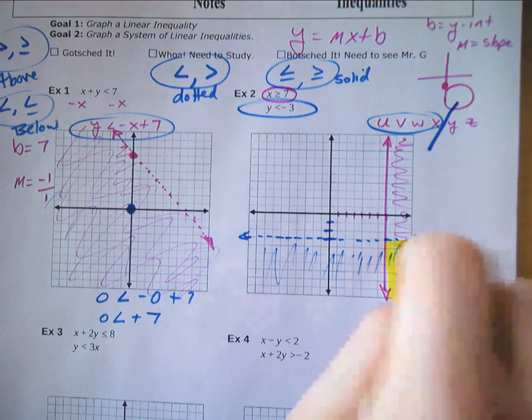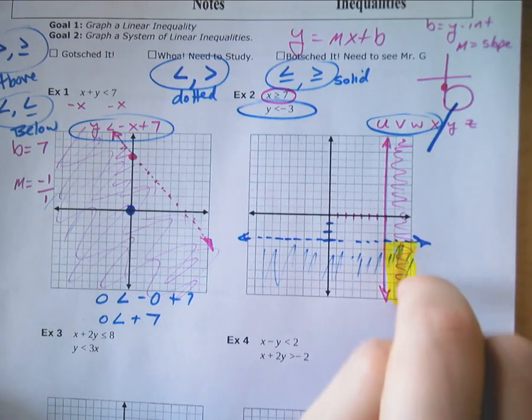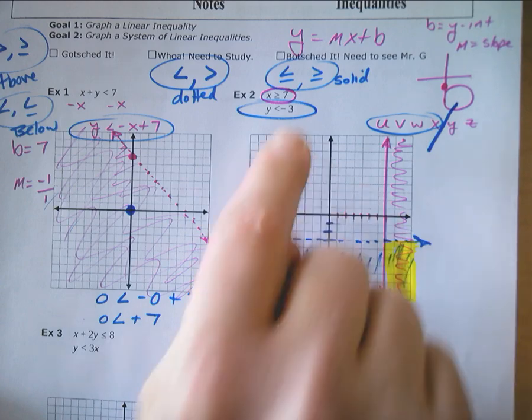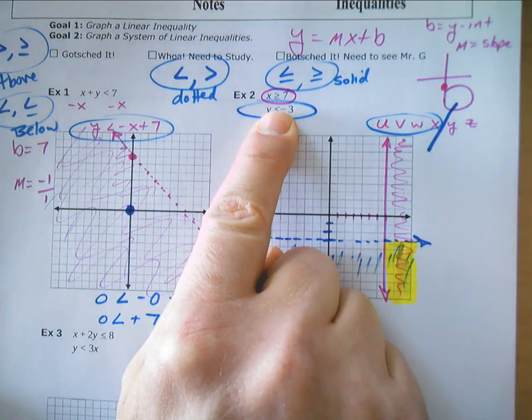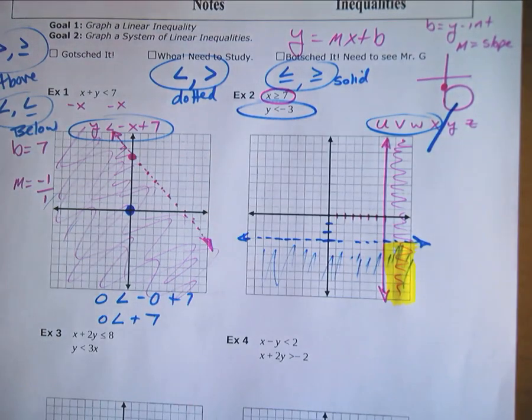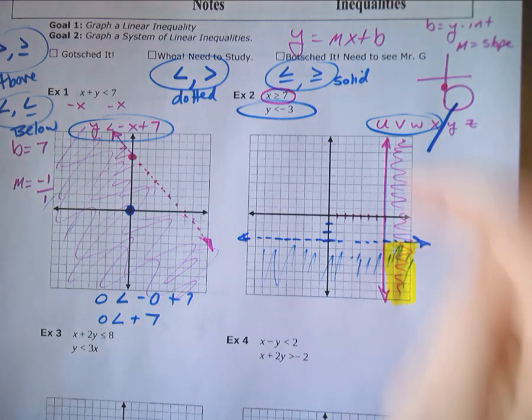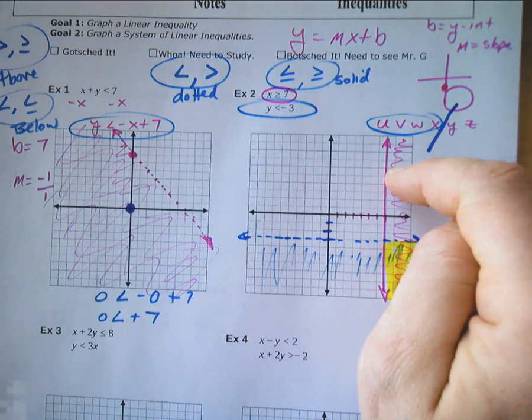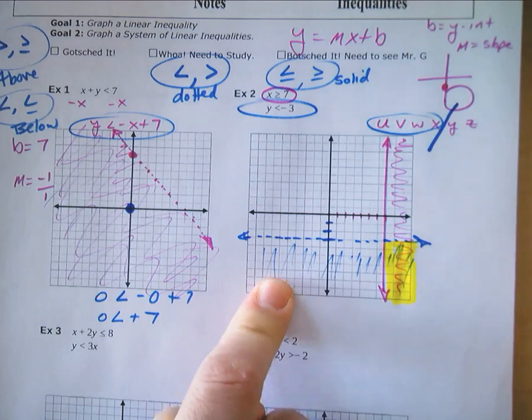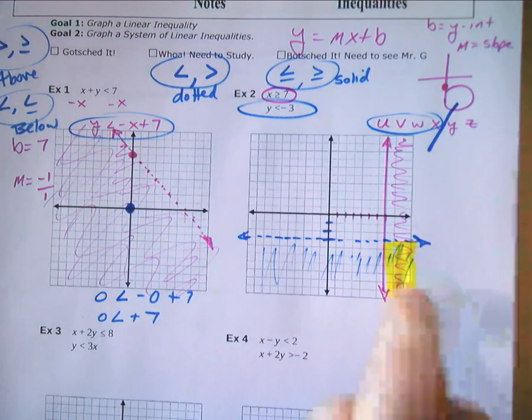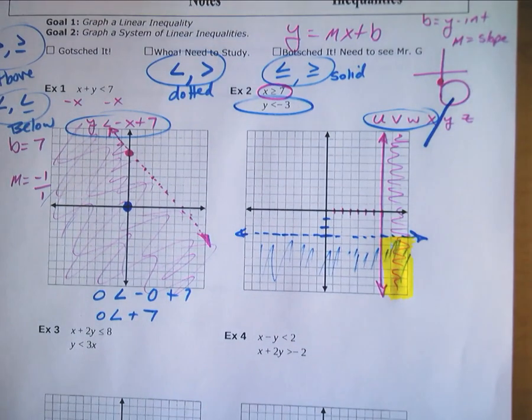Okay, so final answer. Any coordinate point in this region works in both of these inequalities. If I pick a point up here, it just works for the x is greater than or equal to 7. If I pick a point over here, it only works for this one. I want to find out where it works for both of them.